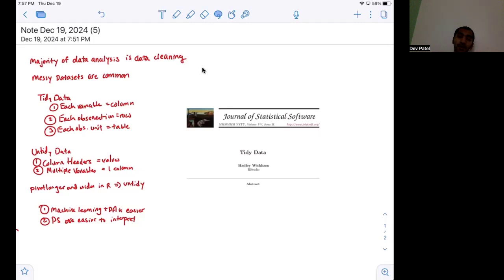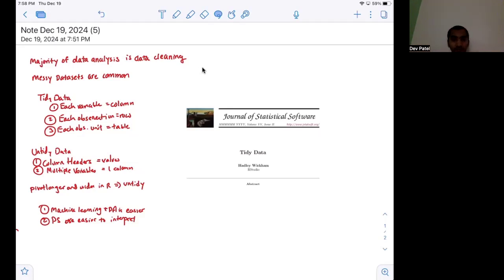So this paper argues that there are three critical ways that we can make data more tidy. The three characteristics of tidy data. First is that each variable has its own column. We don't have an instance where we have multiple variables in one single column. Every single unique variable is allocated to its own column.